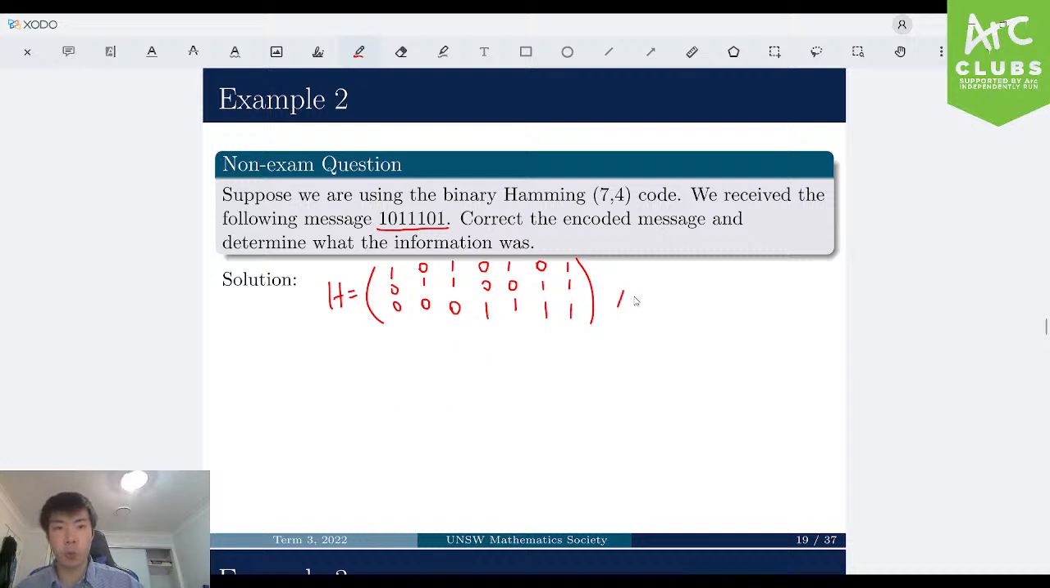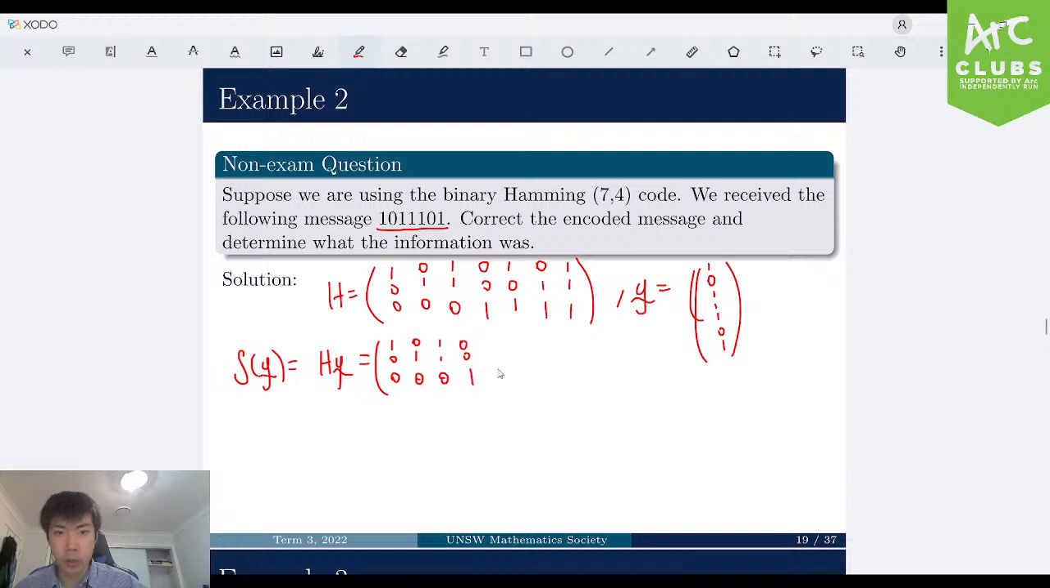Well, we know that Y here is 1, 0, 1, 1, 1, 0, 1, right? And so we calculate the syndrome of Y. The same as H times Y, which ends up being 1, 0, 0, 0, 1, 0, 1, 1, 0, 0, 0, 1, 1, 0, 1, 0, 1, 1, 1, 1, 1, times 1, 0, 1, 1, 1, 0, 1. Okay?